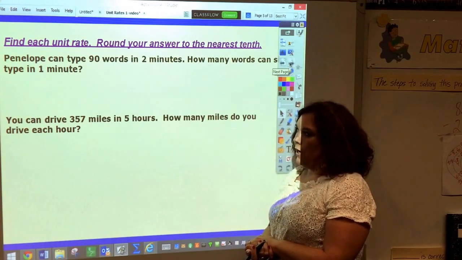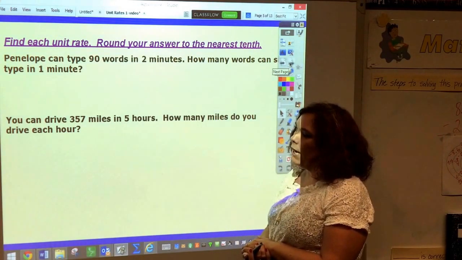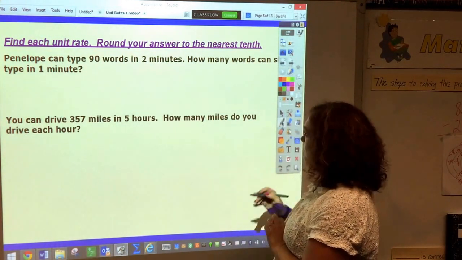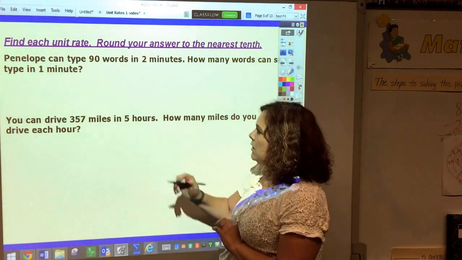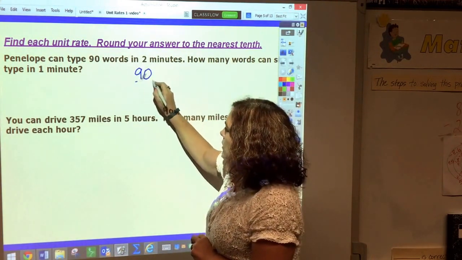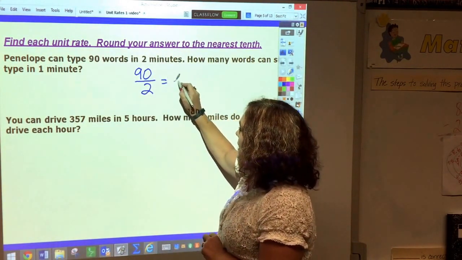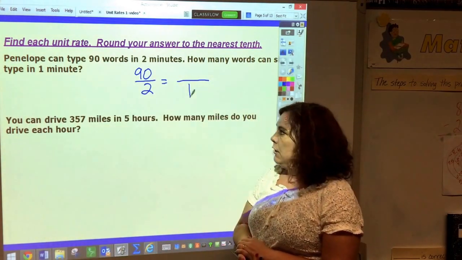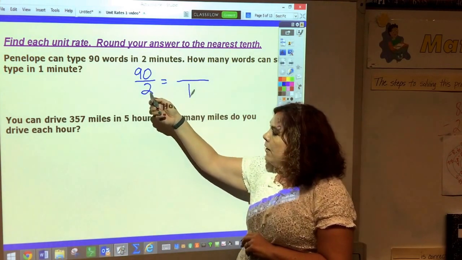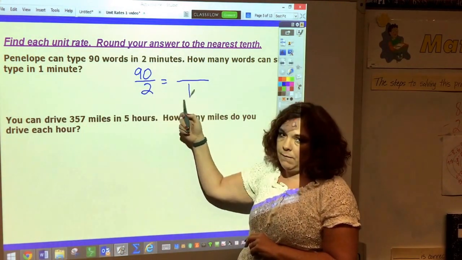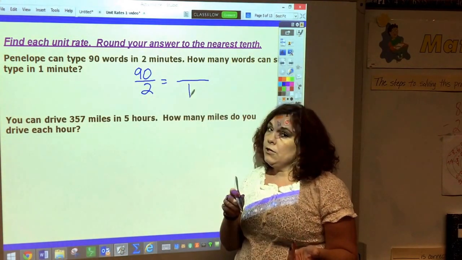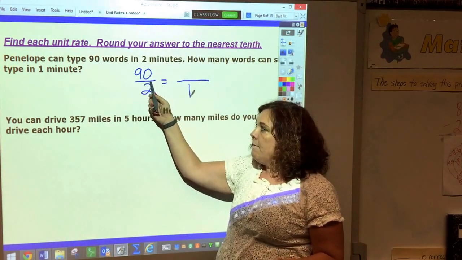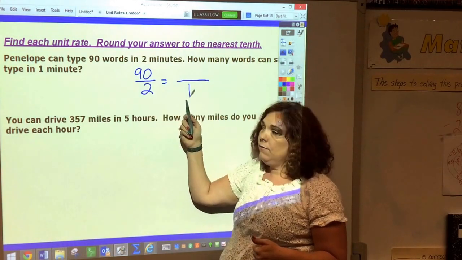You're given a ratio, like Penelope can type 90 words in 2 minutes. And you want to find out how much she can do in 1 minute. And you can look at this 2 ways. You can go, how do I get from 2 to 1? It's divide by 2. Or for finding a unit rate, all you have to do is take the top number and divide by 2, and that'll give you the unit rate.